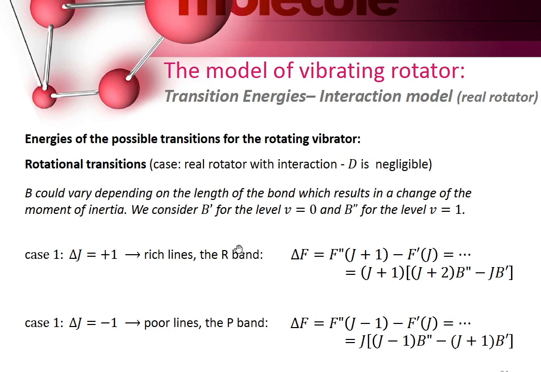Then when we look into the delta J plus 1 transitions, so basically the ridge band, the delta F would take this form where we have B second and B prime, B second being the rotational spectral term when the molecule is at the energy level V equals 1, and B prime is the same spectral term but when the energy level is at V equals 0. In the first approximation, these two values were the same. And the same thing happens for delta J equals minus 1, and we get this expression between B second and B prime for the transition in terms of rotational energies.